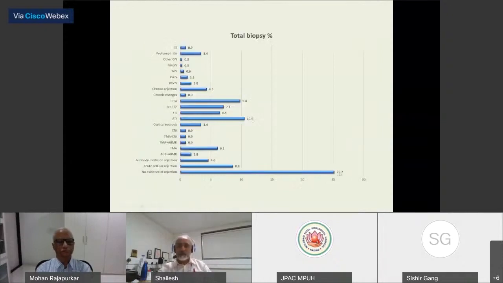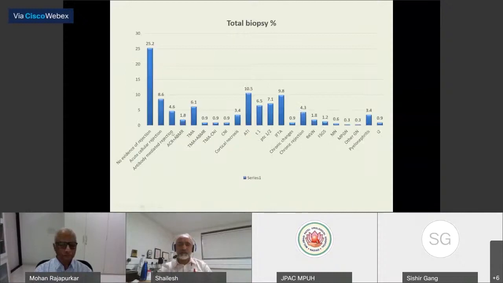Percent-wise, that falls into 25% of the total biopsy group, where we couldn't find any morphological lesion to qualify for graft dysfunction. Percent-wise, acute tubular injury was the highest lesion found, at 10.5%, followed by chronic changes, at 9.8%. Rejection in total, if we consider acute cellular and antibody-mediated rejection, comes to around 20% of the total biopsy pool.